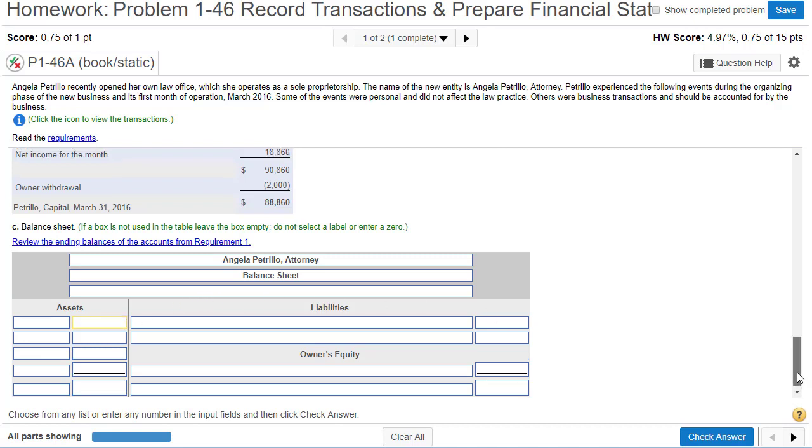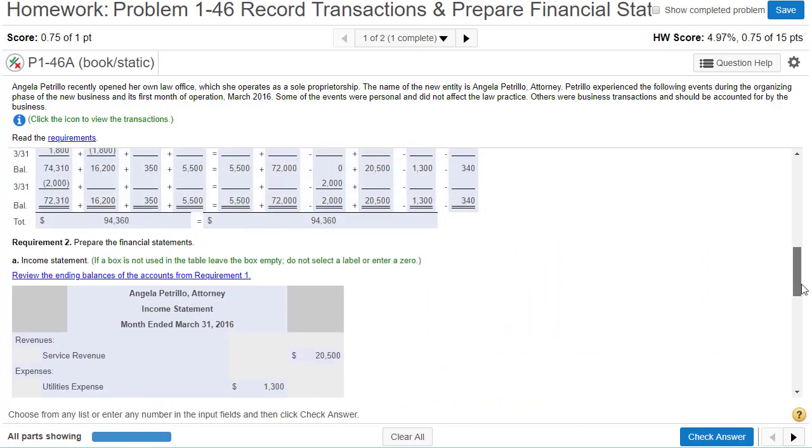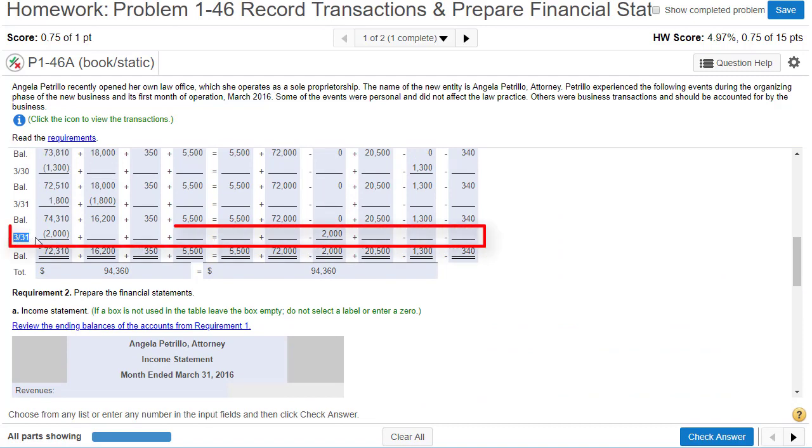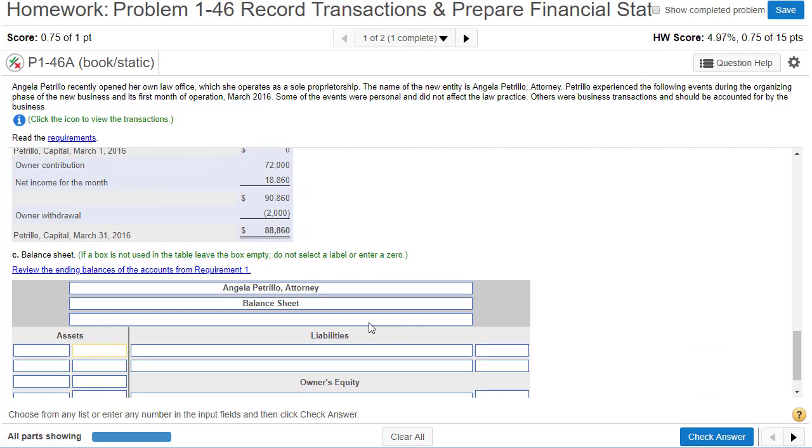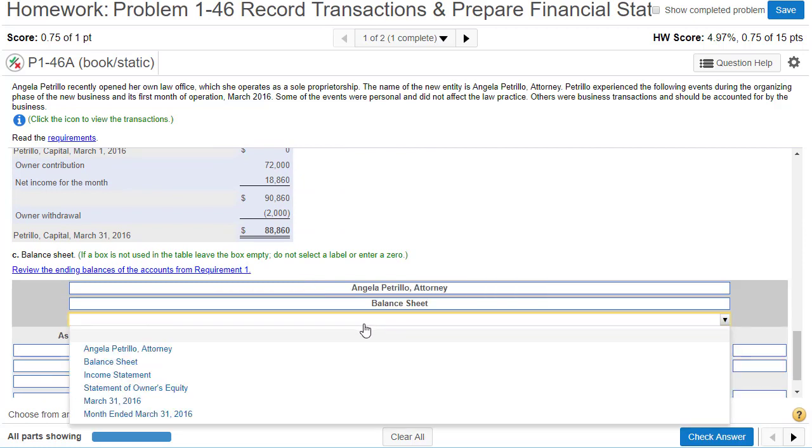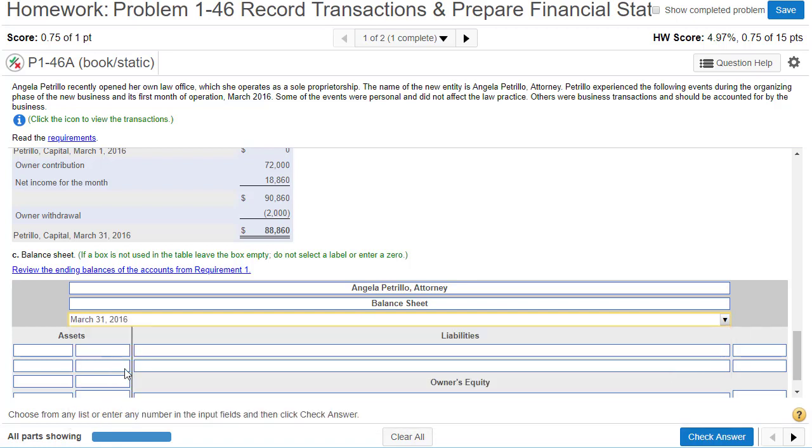And what day are we creating this balance sheet? We're creating it on March 31st. So remember, a balance sheet is kind of like a snapshot in time, a photograph of the company's financial statements. So we're going to use March 31st. Now we get to work on the asset section.